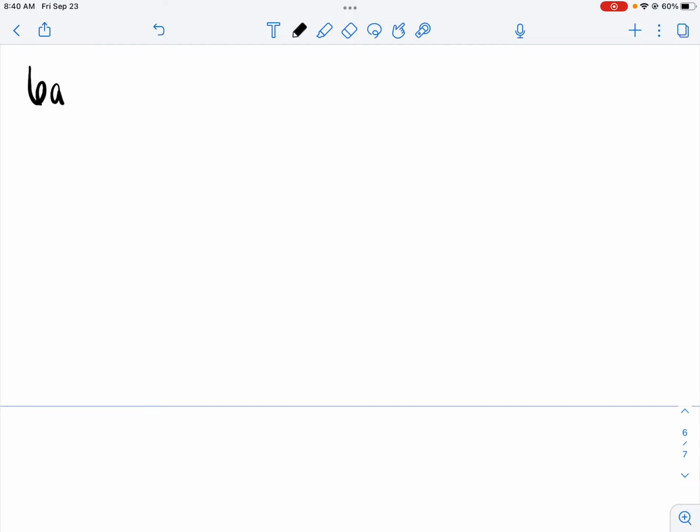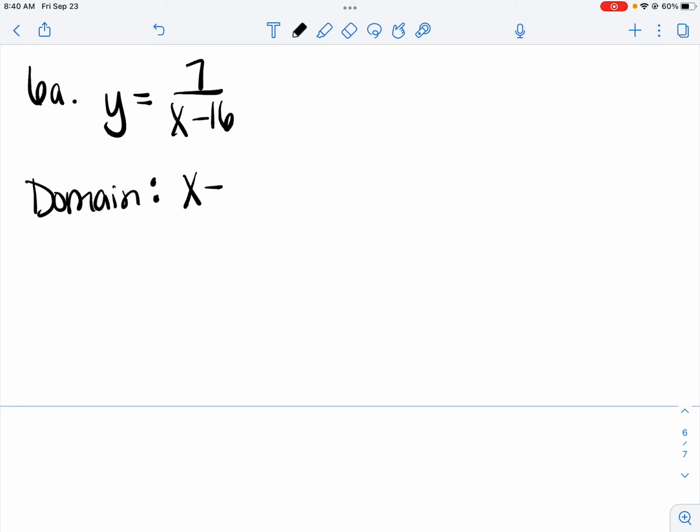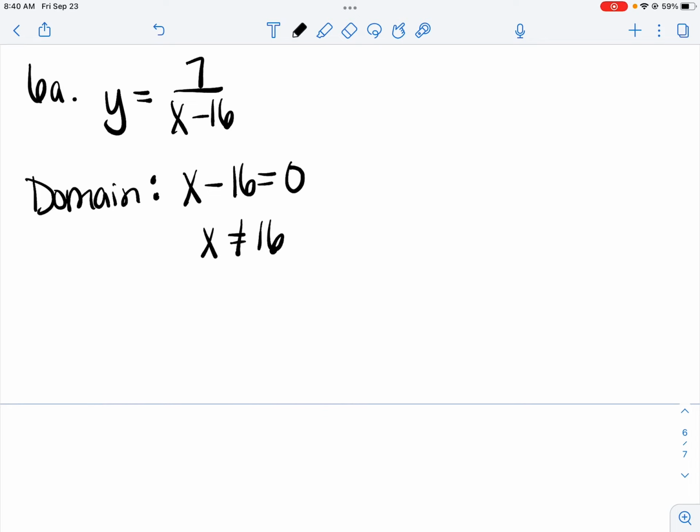Number 6 asks us to give the domain and range for these functions. And these are functions. When I'm thinking about domain with a fraction, remember you cannot have 0 in the bottom of a fraction. And so I set that denominator equal to 0. And so I get that x is 16. Now remember, this is the value that's going to make the bottom 0. So really, x cannot be 16.